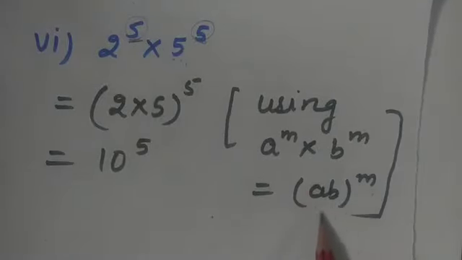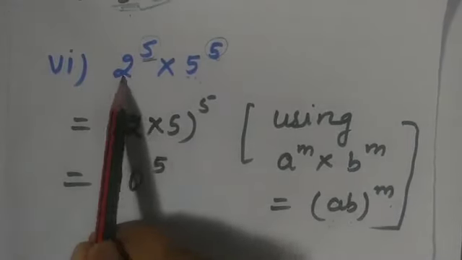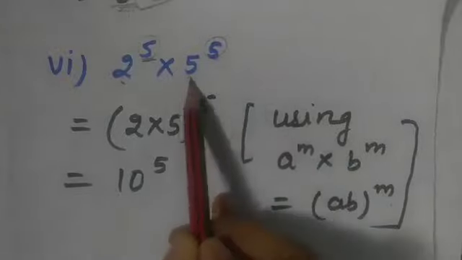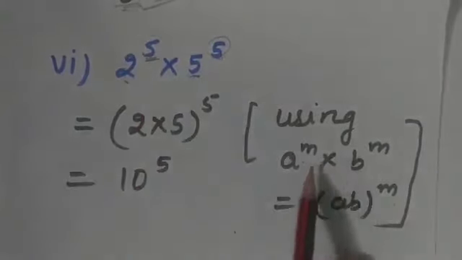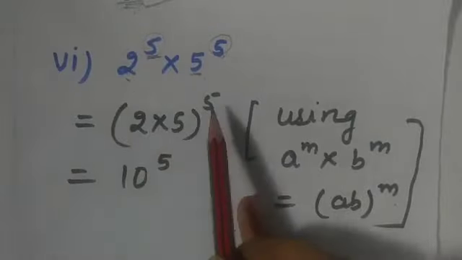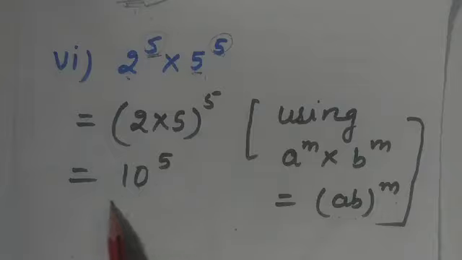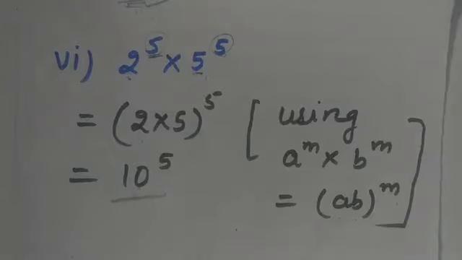ab means a multiplied by b. So I will apply the same in this. Here a is 2, b is 5 and the power, that is m, is 5. So it will be 2 into 5 whole raised to the power 5, and 2 into 5 is 10, so 10 to the power 5. So this is part number 6. Hope you understood this. Now come to the next part.